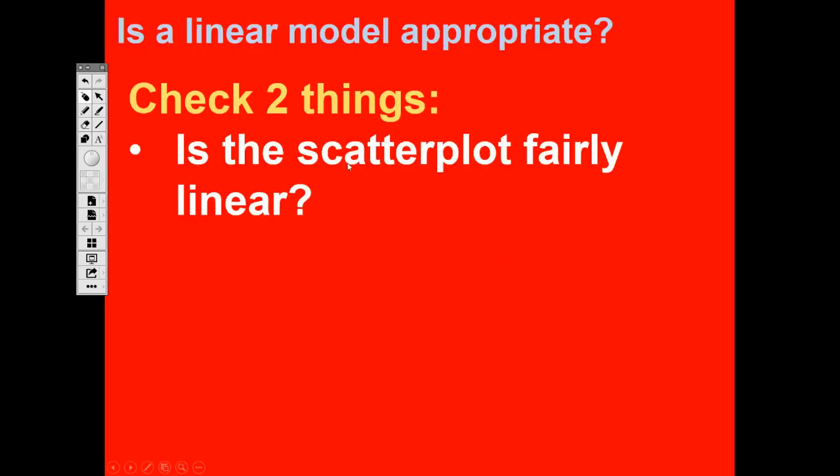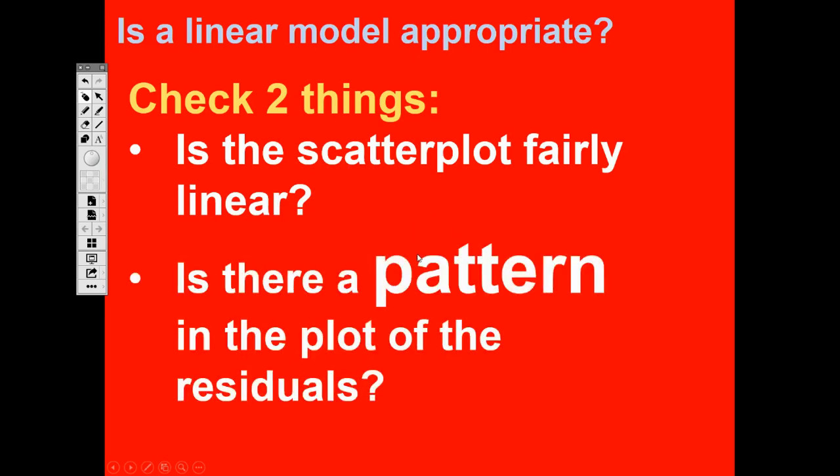So first of all, is the scatter plot fairly linear? That's what I just went back and looked. Is the scatter plot linear? Looked like it. Is there a pattern in the plot of the residuals? Now, what I needed to look at is the residual plot. And we're not going to be responsible for making those, but we are going to be responsible for interpreting those.